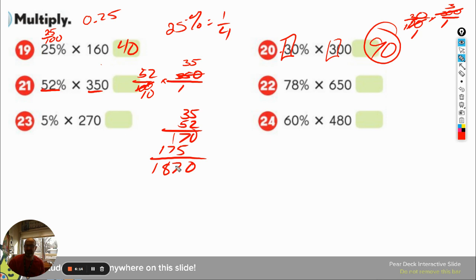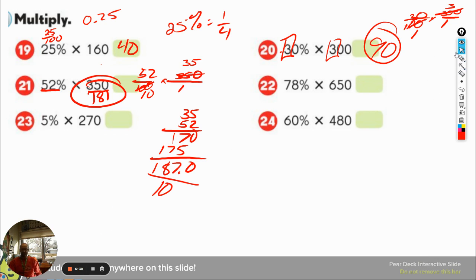52% of that, I'm going to put my decimal. 1870 over 10. 1870 divided by 10 is 187. 187. Okay. I'm going to pause and finish the rest of these instead of solving them in real time.